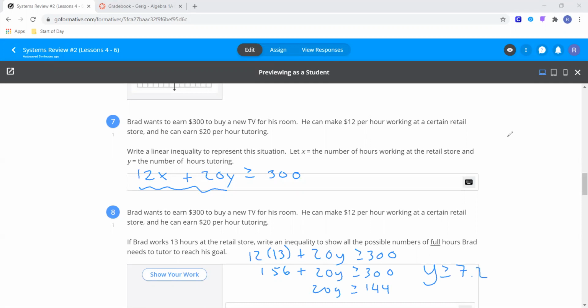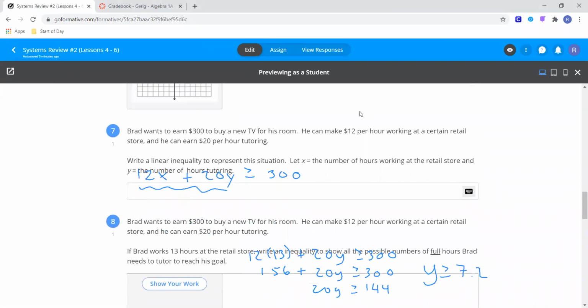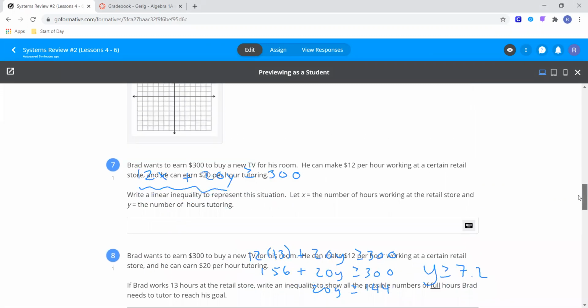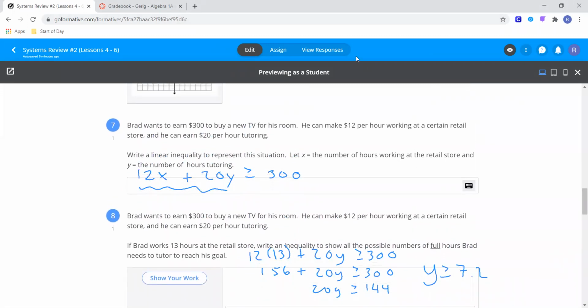Now, guys, think about this in terms of the problem, okay? 7.2 is not a full number of hours. I need a full number of hours to tutor. It's closer to 7, but in this case, I don't want it to be down to 7 because if I put 7 hours, that's not going to be enough money. 20 times 7 would be $140 plus 156 at the store. He's short by $4. So I have to take it up to the next number.